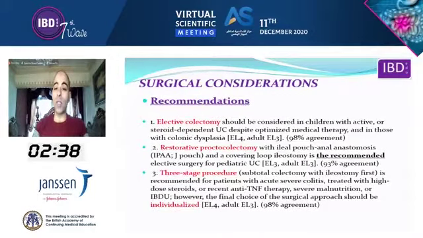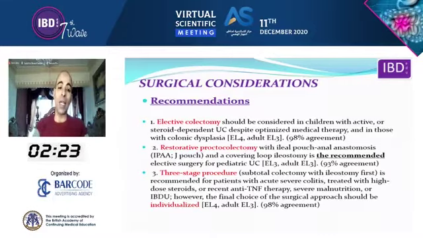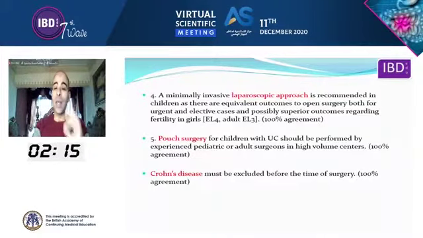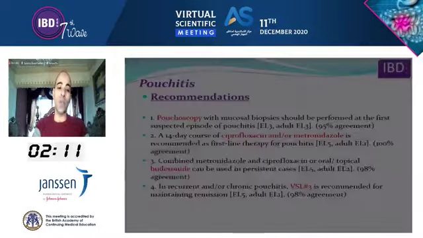Elective colectomy should be considered in children with active UC or steroid dependent. Restorative proctocolectomy and covering loop ileostomy is the recommended elective surgery in children. A 3-stage procedure also is recommended for patients with acute severe colitis. And in children we can use the minimally invasive laparoscopic approach. Please don't forget to exclude Crohn's disease before the time of surgery.